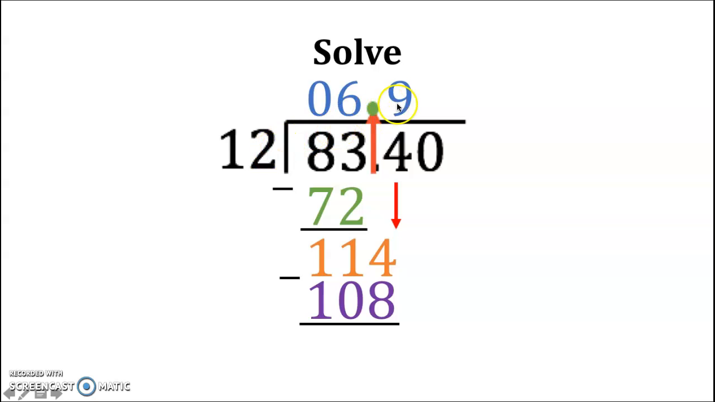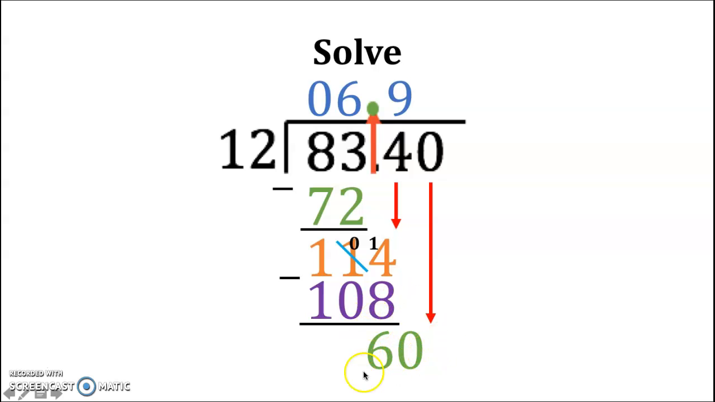So we divided 9 groups of 12 into 114. Then we multiplied 12 times 9, which is 108. Now we need to subtract. We know we can't subtract 8 from 4, so we need to regroup this 10 and pull it over here into 10 ones. 10 ones plus 4 ones is 14. 14 minus 8 is 6. 0 minus 0 is 0. 1 minus 1 is 0. Our last step is bring down.